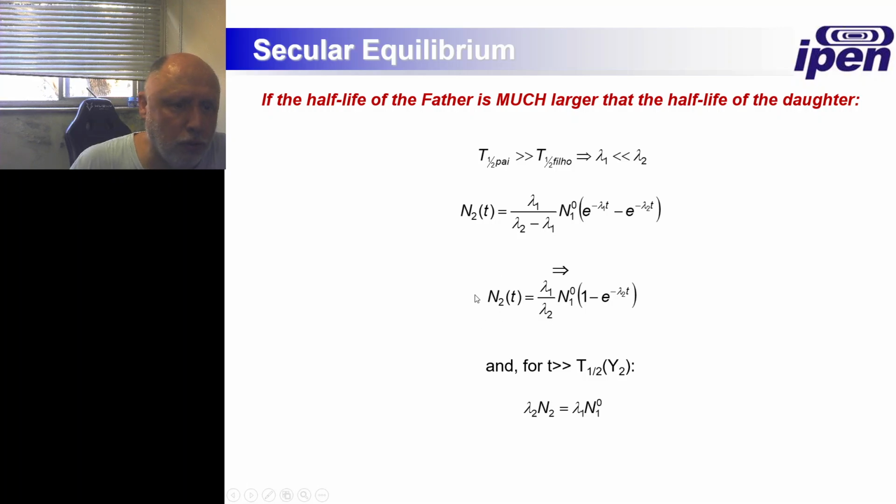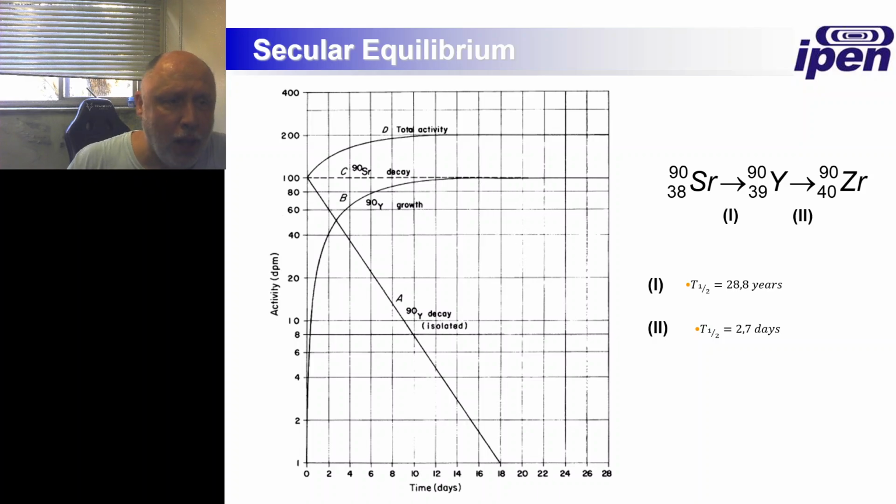Or if you rearrange this, you have that lambda 2 times N2 is lambda 1 times N1. Now, if you remember, this was the definition of activity, right? Lambda times N, the number of atoms times the decay constant. So what we're seeing here is that the activity of the daughter will be equal to the activity of the father, right? And so let's take a look at one of these examples: strontium 90, which decays into yttrium 90, that in its time decays to zirconium 90, which is stable.